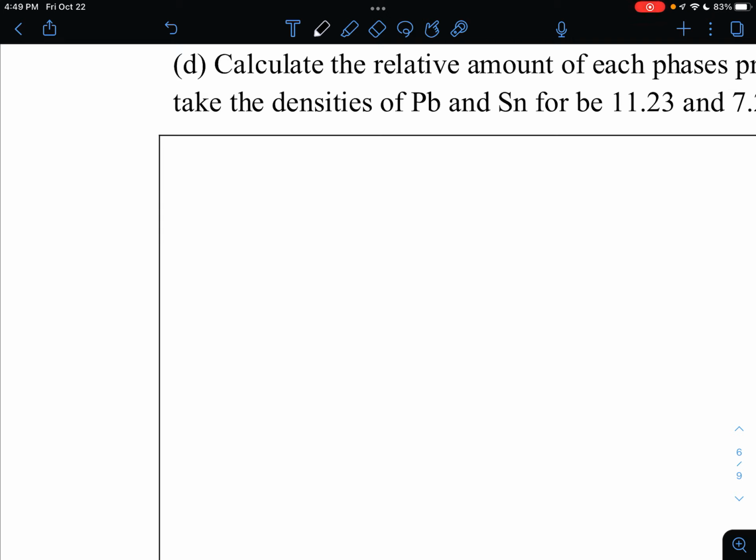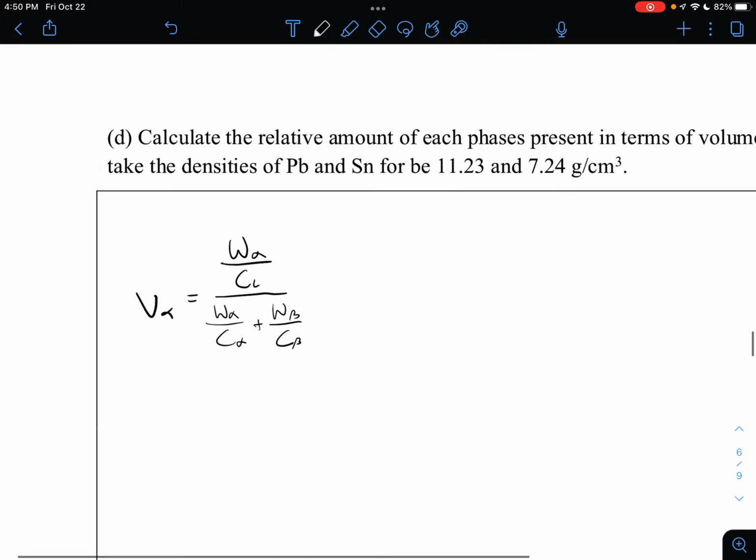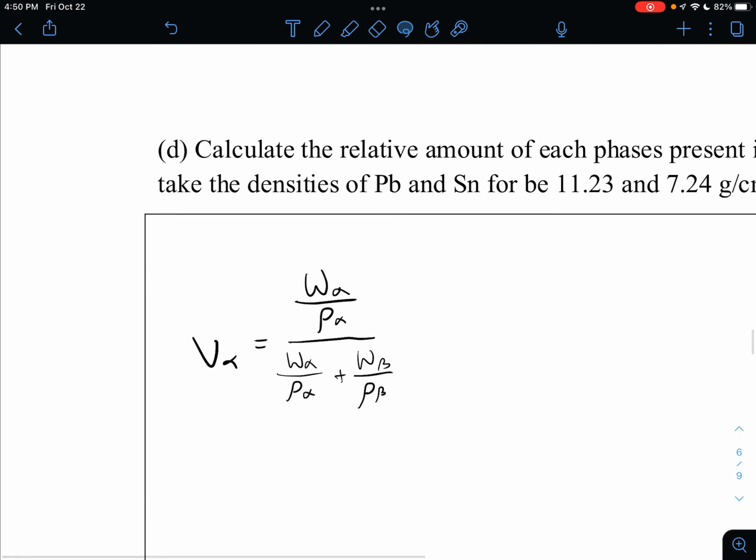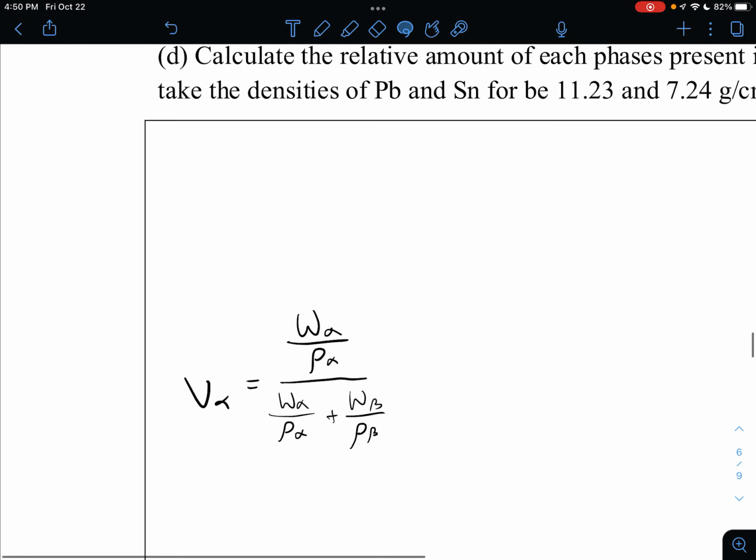this equation was in one of the lecture slides, but we didn't actually get to it in lecture. V alpha is weight percent alpha divided by density alpha, over weight alpha over density alpha plus weight beta over density beta, right? Sorry, it's not composition, it's density. I'm just thinking about the compositions from the tie line rules.